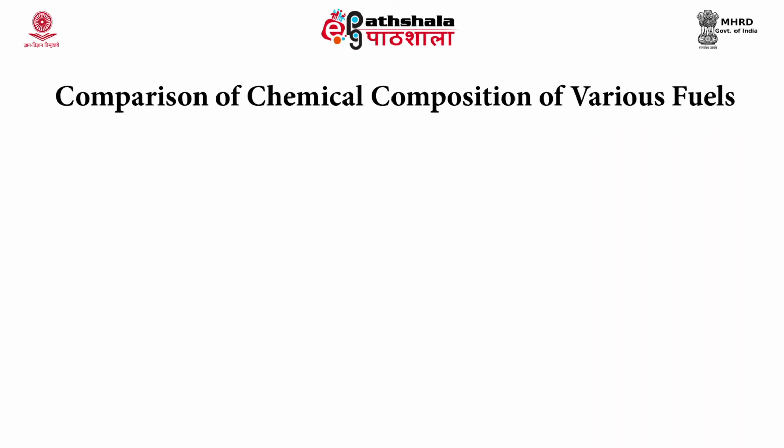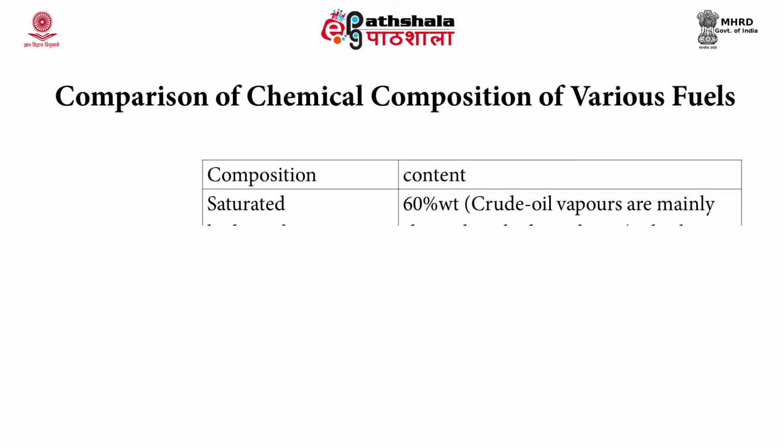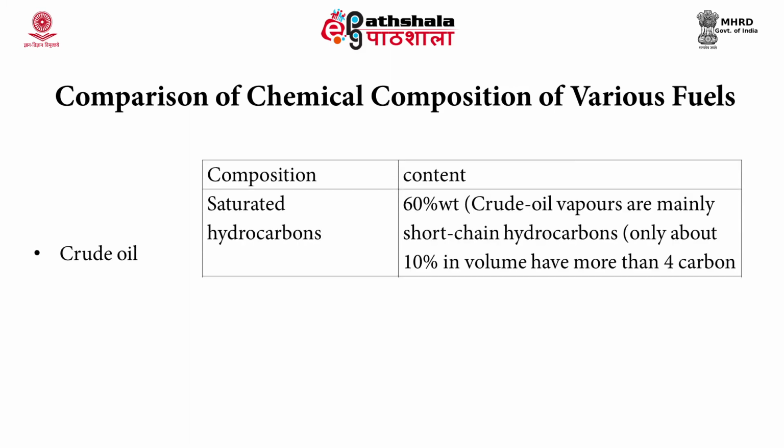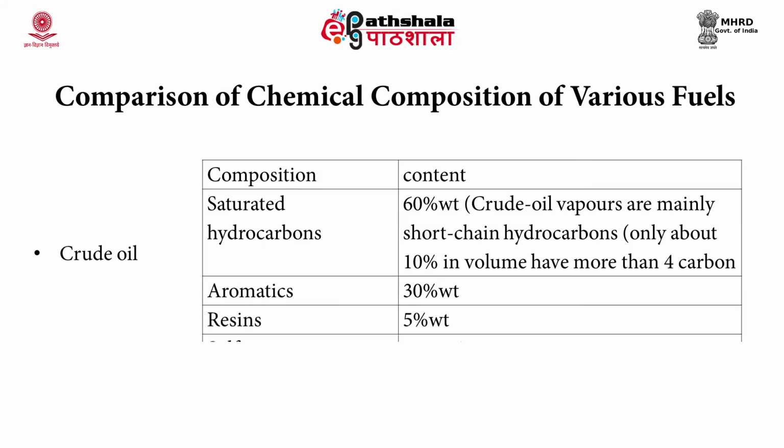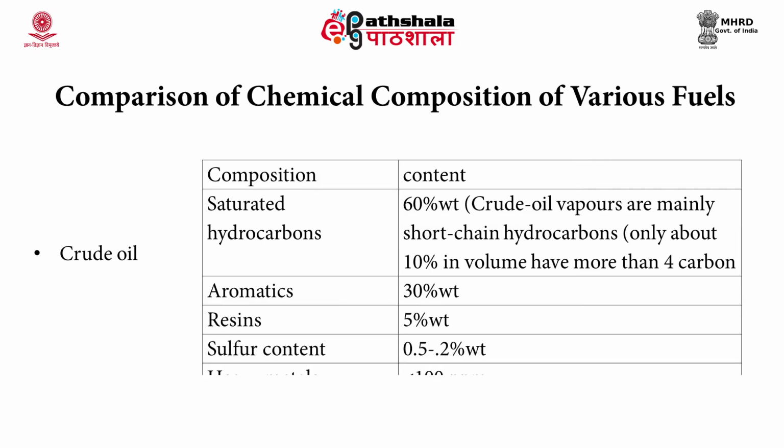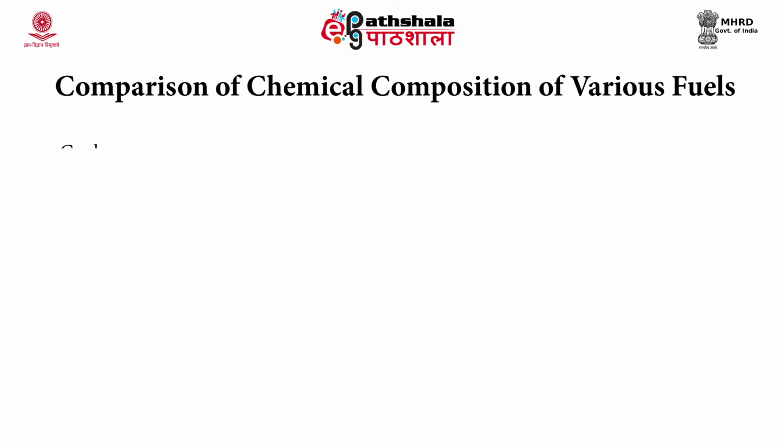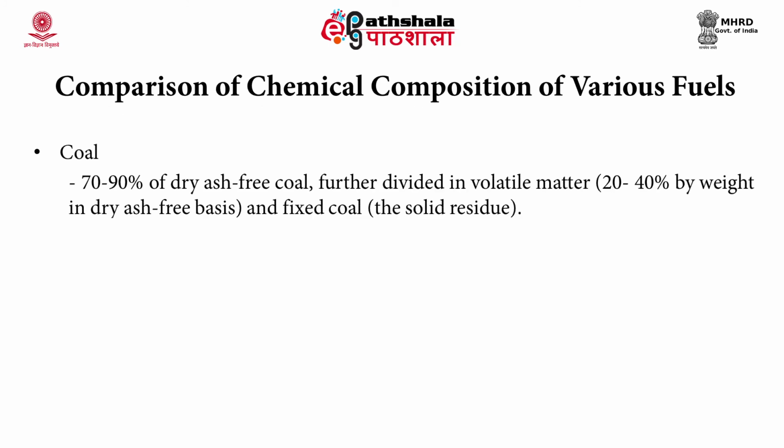The comparison of chemical composition of various fuels. The crude oil contains saturated hydrocarbon around 60%, aromatics around 30%, resins 5%. The sulphur content is 0.5 to 2%. Heavy metal is less than 100 ppm and the vapors are mainly the short chain hydrocarbons.